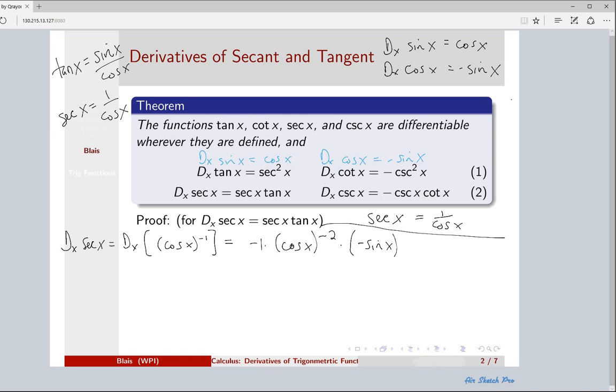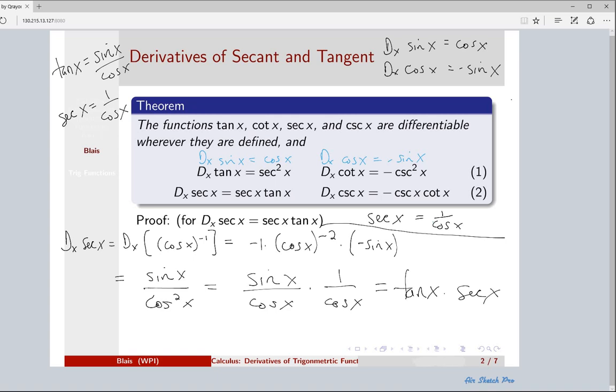If we simplify this, we have a minus minus, so those two will become a 1, and this results in sine of x over cosine squared x, which is then rewritten as sine of x over cosine of x times 1 over cosine of x, which is tangent of x times secant of x, which is what we wanted.